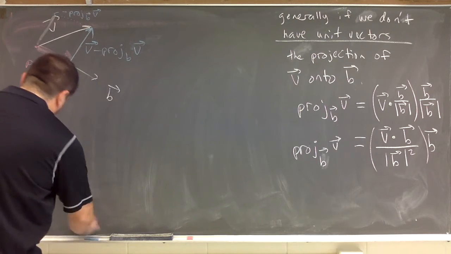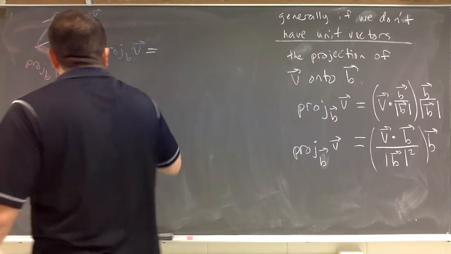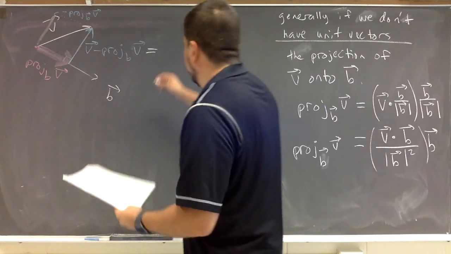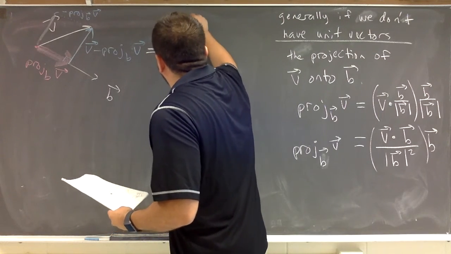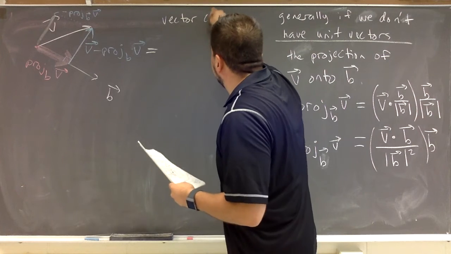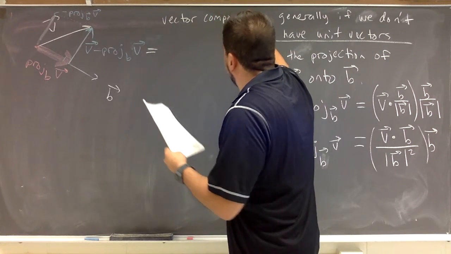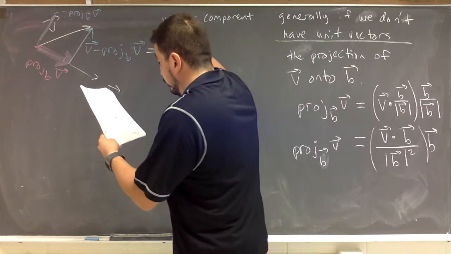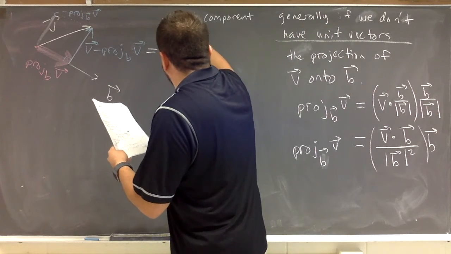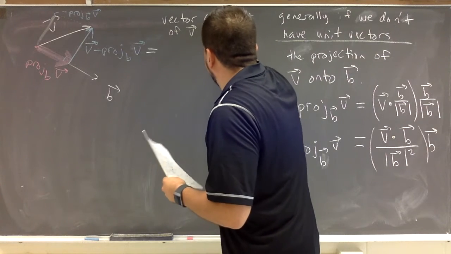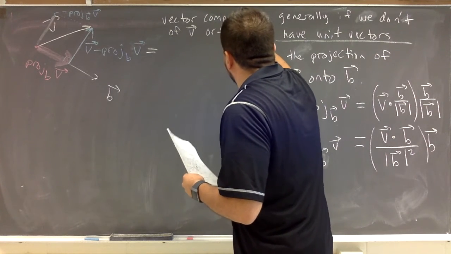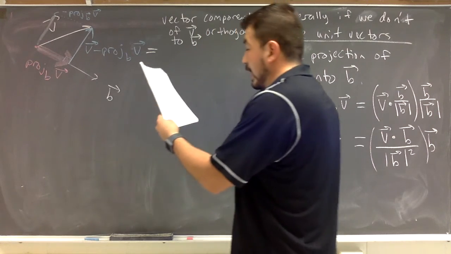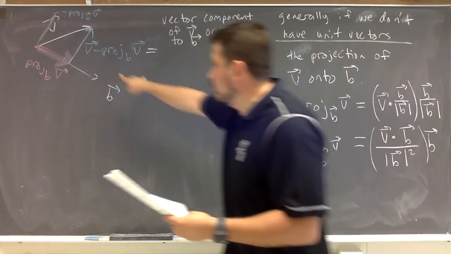Now, our book, so again, actually clarifies this a little bit. So this is the vector component of V orthogonal to B. And the notation they use, okay, so this is how you would actually calculate it.